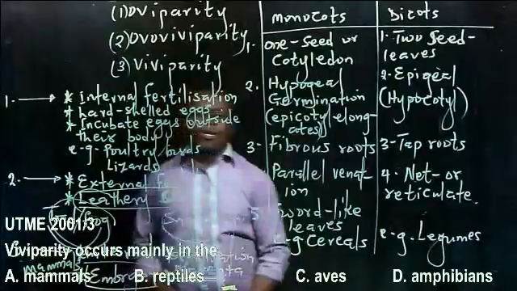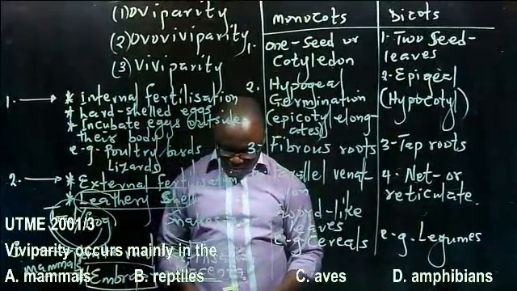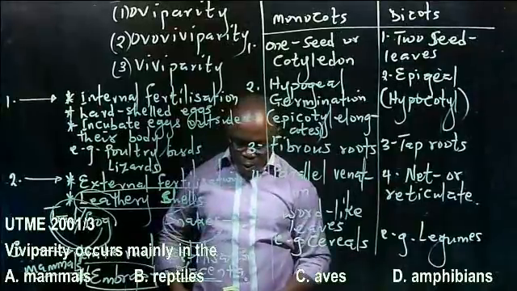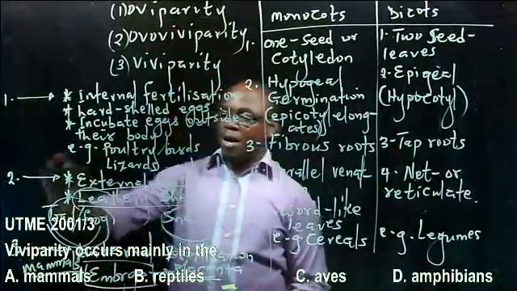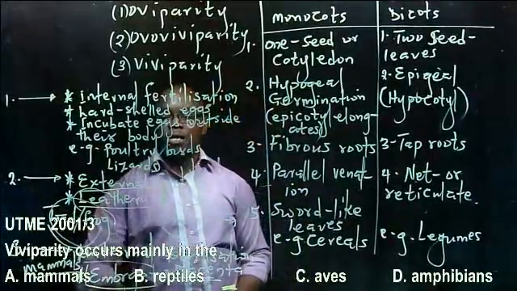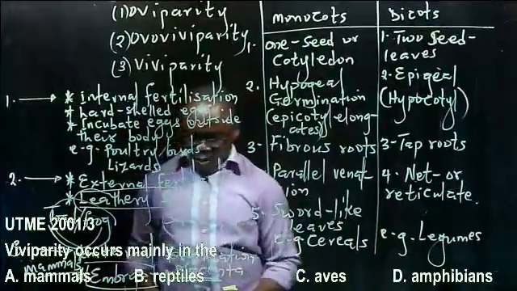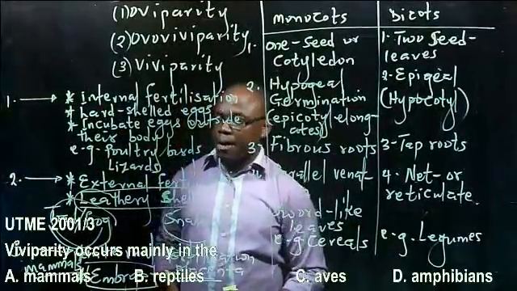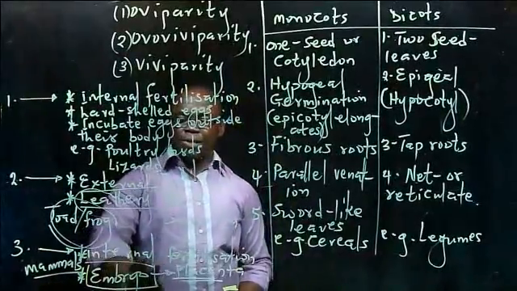So with this, now we can get our answer to the question. It says viviparity occurs mainly in the... of course, the correct answer is option D, amphibians. Amphibians, that's the toad and the frogs. Okay, that's option D, amphibians. Okay, then don't forget again, I made mention of mammals exhibiting viviparity.